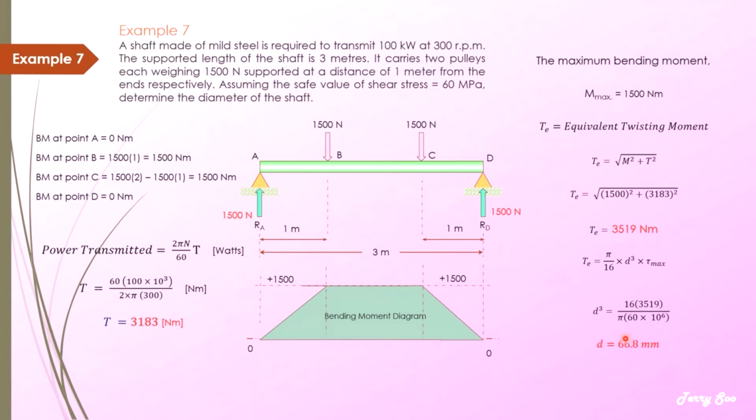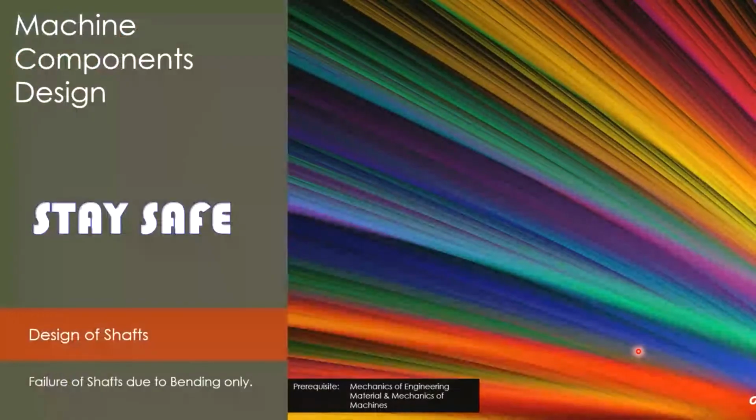Remember what I said, you can only round it up to a larger figure, not a smaller figure. So you can round it up to 70 millimeter or 68 millimeter or 67 millimeter, but never round this down to 66 or 65. Even if it is 66.1, you still round it up to a larger value, 70, 67, or 68. Never bring it down to 66.